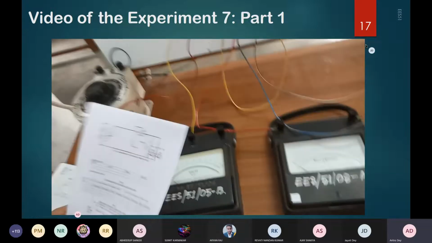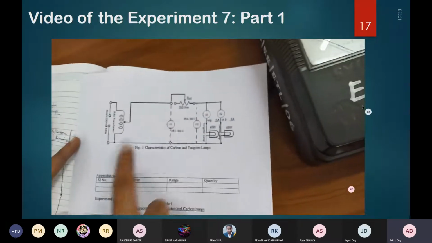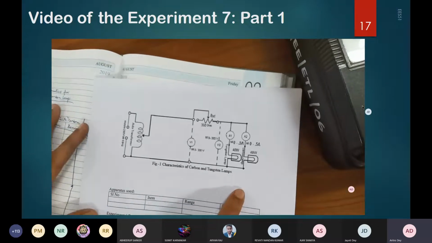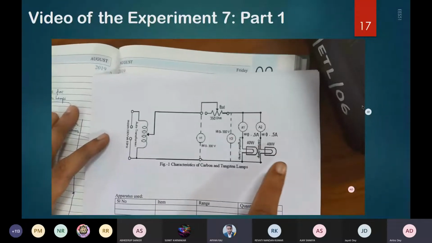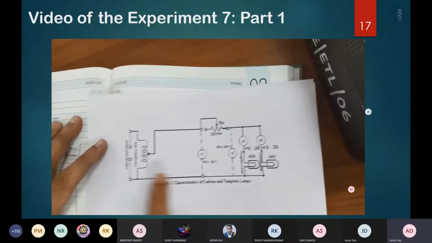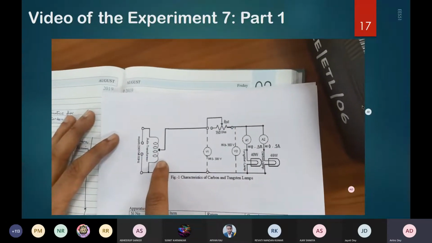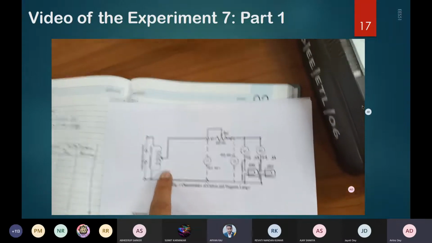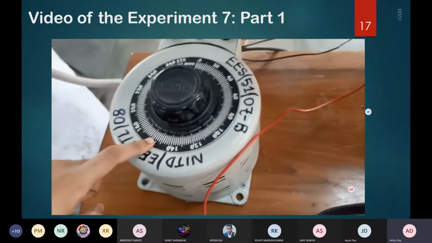Okay, so in today's class, let us perform experiment number 7, which is characteristics of carbon and tungsten lamp. So for that, let us first concentrate on the circuit diagram as it is given in your lab manual. You see there are different components. Let us identify them first and then verify that from the circuit, which will be demonstrated right now. So you can see this is the auto transformer or the variac, which is able to provide 0 to 230 volt AC voltage. Okay, so this is the variac part, the corresponding experimental setup.